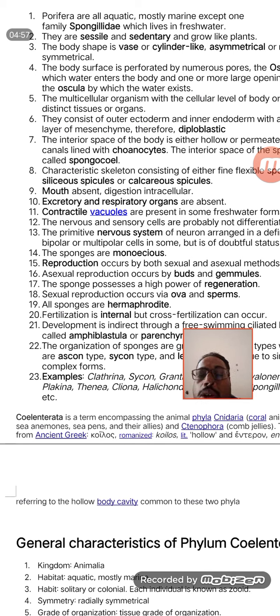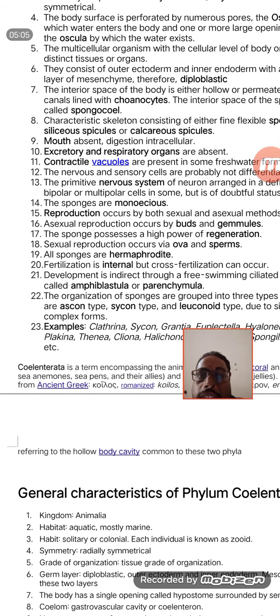And all sponges are hermaphrodites, that are 50-50. That means both male and female are present inside. And development is indirect, that means they have a larval stage. The larva of the sponges is known as amphiblastula or parenchymula.